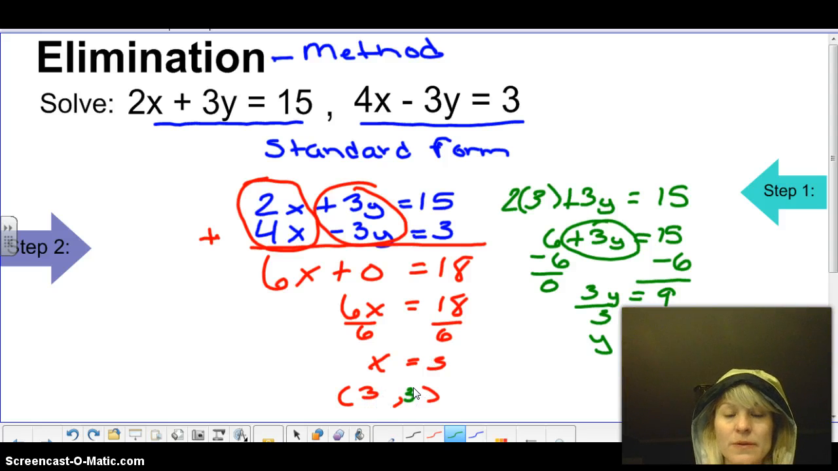Substitution method wouldn't work very well here, and you could always use graphing, but if you're going to graph, you have to solve for y on each one of these, which is probably just as much work as this, so this is an alternative to that.